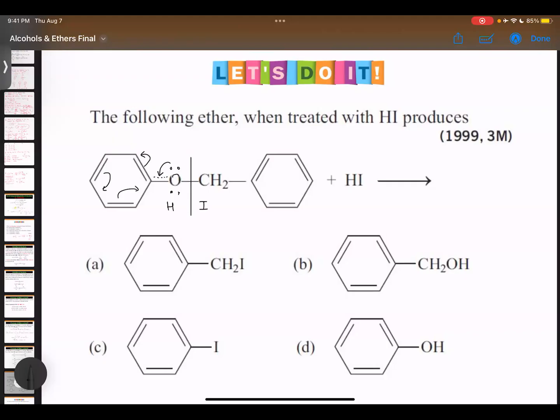So what all products are we going to get? We are going to get this product and this product, right? Not this one. Not this one because this requires breaking of the phenyl and oxygen bond that will not break because it is partially double bond in character, right?